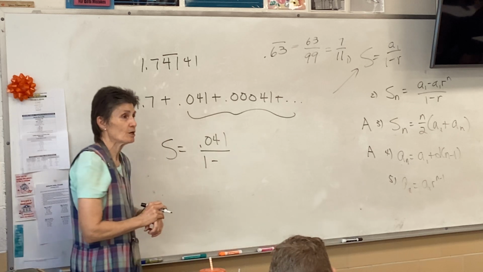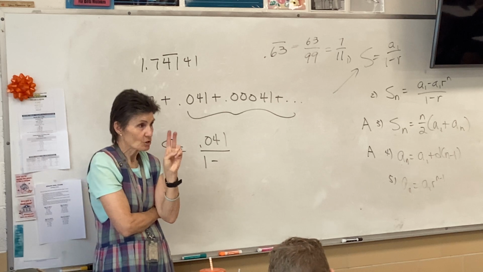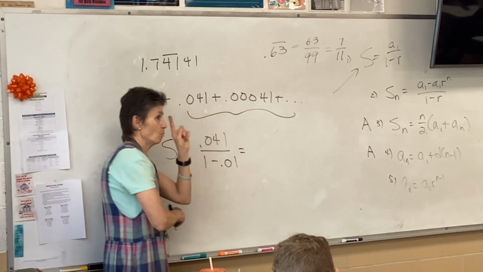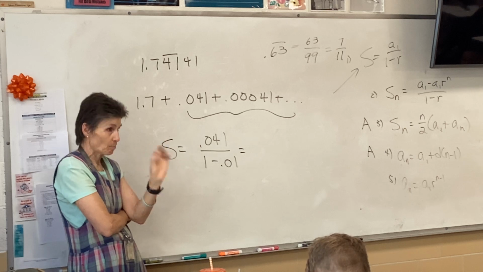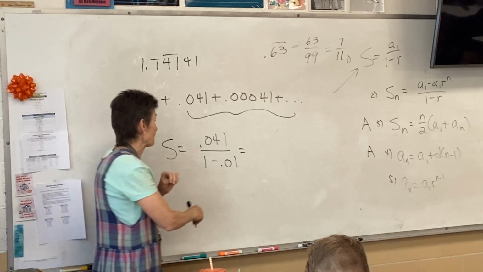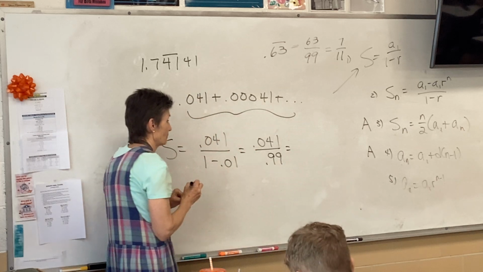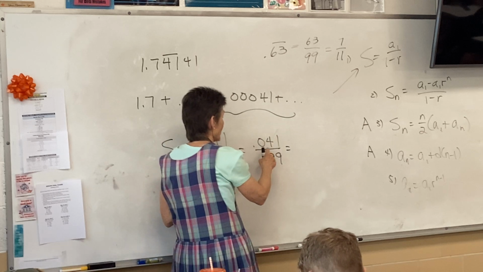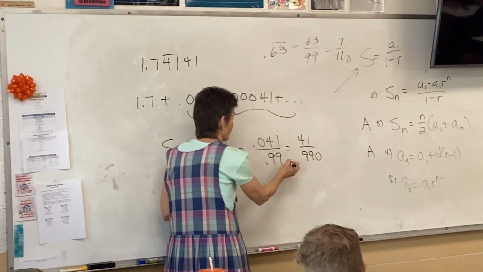What is our ratio this time? Notice 2 numbers are repeating, 4 and 1. So my ratio is 0.01. Exactly right. If one number repeats, like in our last problem that I erased, it's 0.1. If 2 numbers repeat, it's 0.01. So 0.041 over 0.99. Now I'm going to get rid of the decimal, so this time I'm going to have to move it 3 places. That's top and bottom both, 3 places.